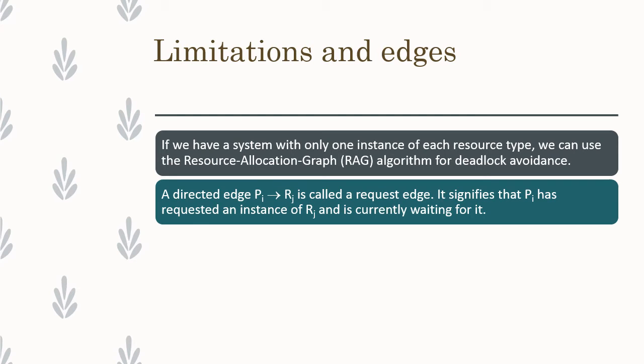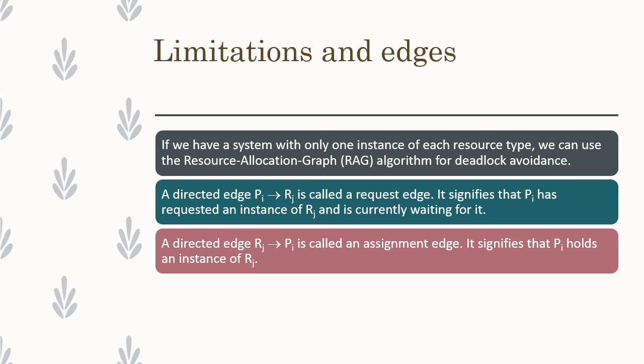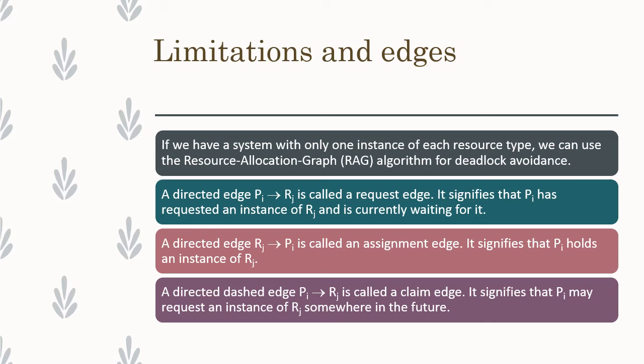A directed edge Pi to Rj is called a request edge. It signifies that Pi has requested an instance of Rj and is currently waiting for it. A directed edge Rj to Pi is called an assignment edge. It signifies that Pi holds an instance of Rj. A directed dashed edge Pi to Rj is called a claim edge. It signifies that Pi may require an instance of Rj somewhere in the future.